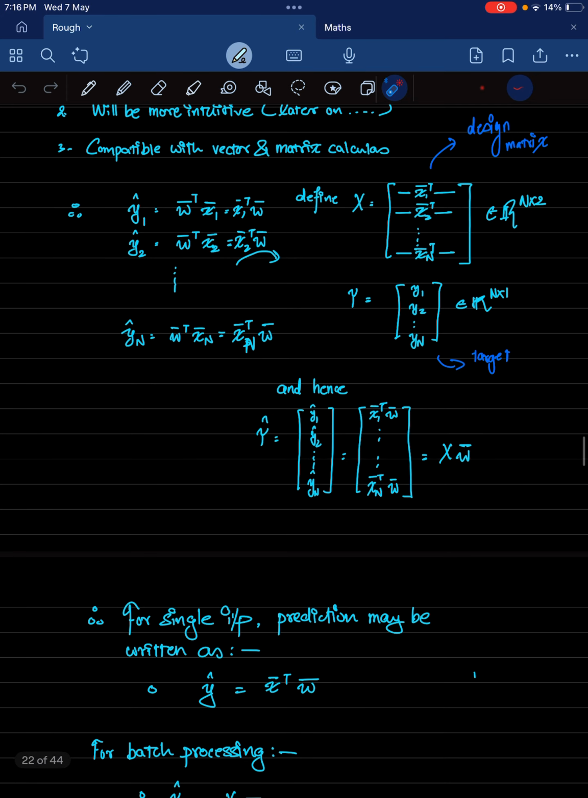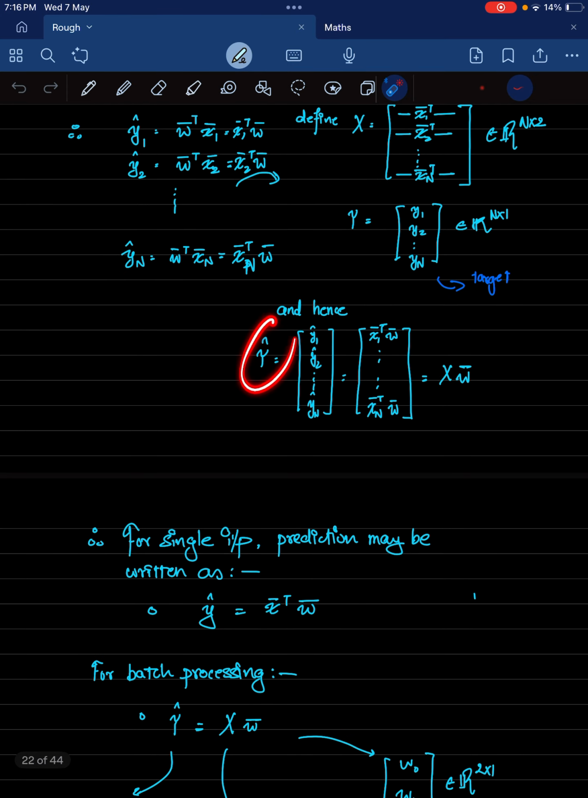Each row contains the y value. And similarly, I have a prediction vector as well. If I'm processing, let's say, n points together, finding the prediction of n points collectively, then each row in this case will also be a prediction. Each row will be a prediction for a particular input, and that can be written in this way. But notice, if you know your linear algebra well, it can also be written as capital X times w vector.